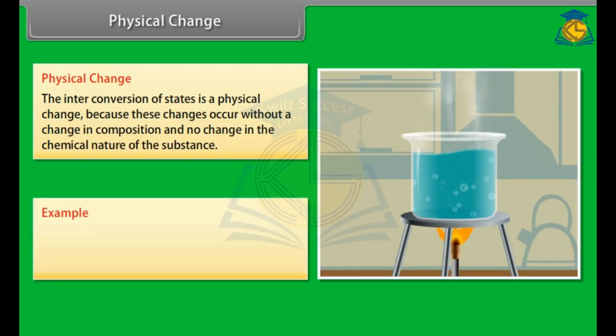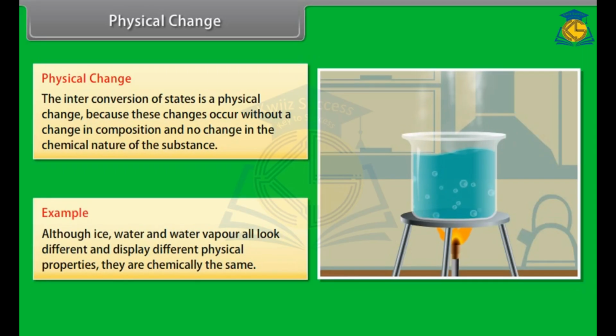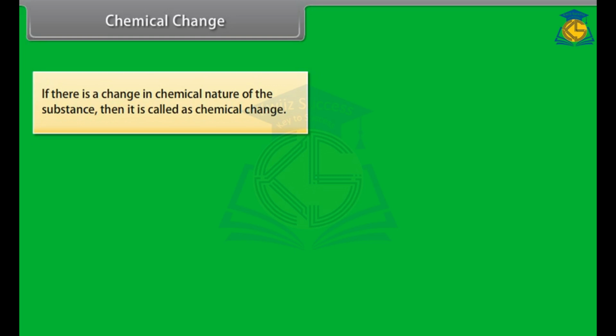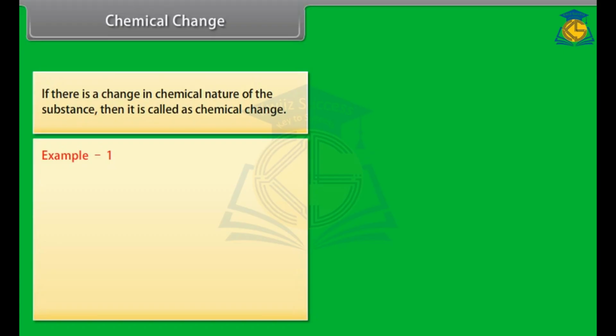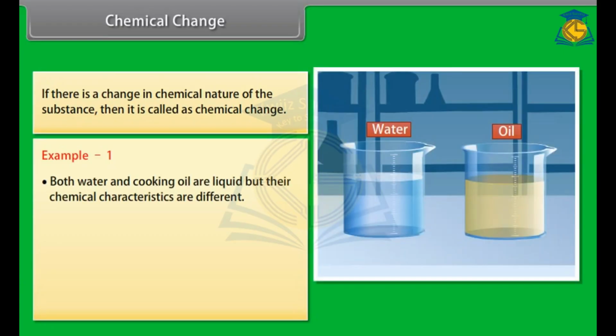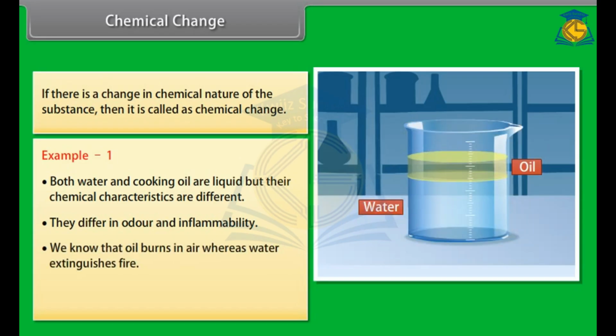For example, although ice, water, and water vapor all look different and display different physical properties, they are chemically the same. Chemical change. If there is a change in the chemical nature of the substance, then it is called chemical change. Example 1. Both water and cooking oil are liquid, but their chemical characteristics are different. They differ in odor and inflammability. We know that oil burns in air, whereas water extinguishes fire. It is the chemical property of oil that makes it different from water.